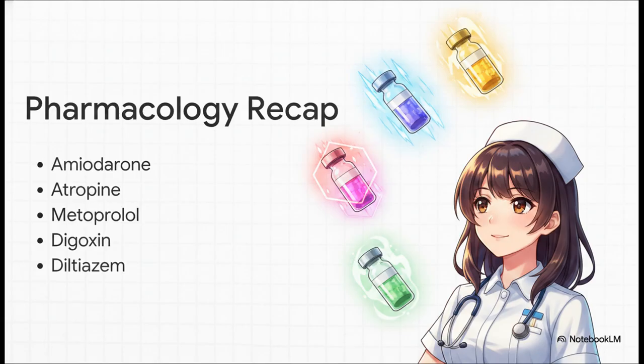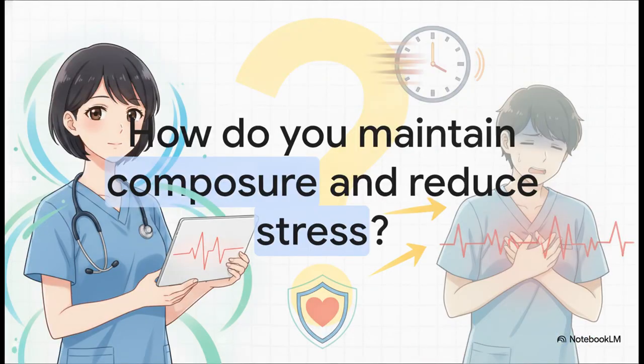Metoprolol is a beta blocker, think brakes. It slows the heart down and decreases the overall workload. Digoxin gives the heart a deep and incredibly forceful contraction, but it requires really close monitoring for toxicity. And finally, diltiazem is a calcium channel blocker that calms the heart rate, which is especially useful when dealing with a rapid atrial fibrillation.